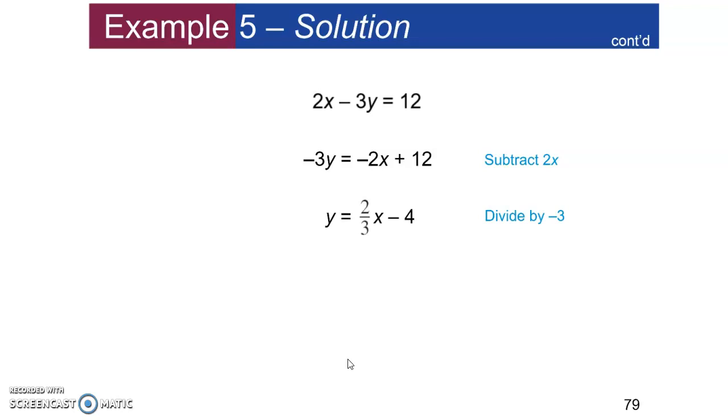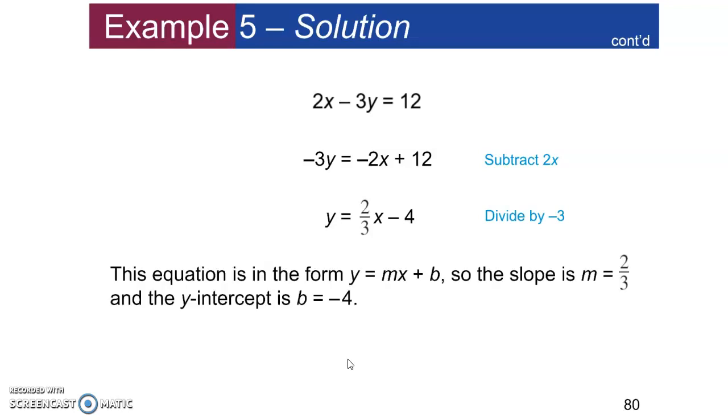We can see that the slope of our line is 2/3, so for every 3 units we move to the right, it's moving up 2, and it's up because of the positive slope, and it has a y-intercept of -4.